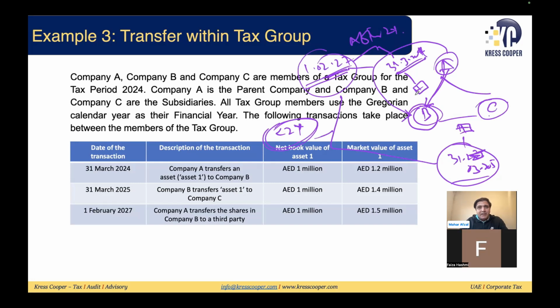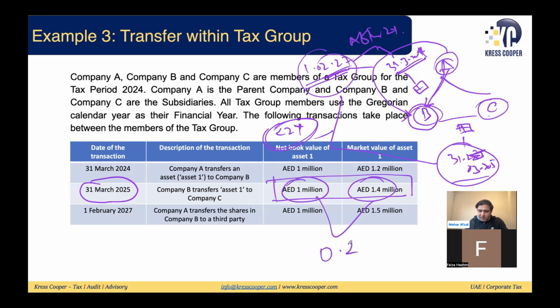So what was the gain on the transfer when this asset was transferred from B to C on 31st March 2025? On 31st March 2025, the market value was 1.4 million, the book value 1 million, so the gain is 0.4 million. The transferor is liable to pay the tax on this gain of 0.4 million. And for group purposes, this asset needs to be recorded for future purposes at 1.4 million.